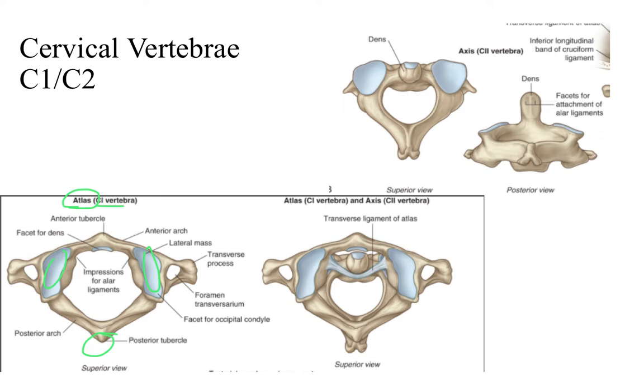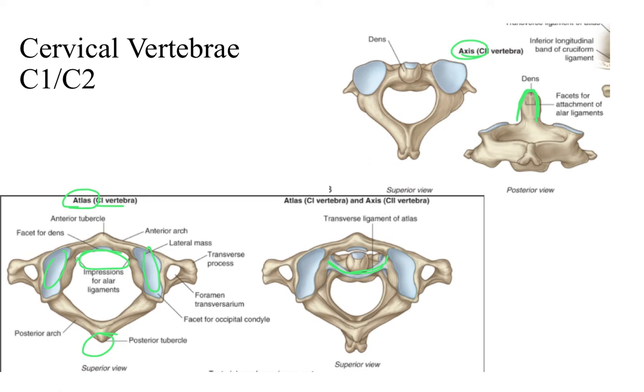All right, if we pile the atlas on top of C2, which is also known as the axis, we see that there's this structure called the dens that's on the anterior surface that lies here in the anterior portion of the atlas as it's sitting on top of the axis. All right, and it has this transverse ligament of the atlas through it.